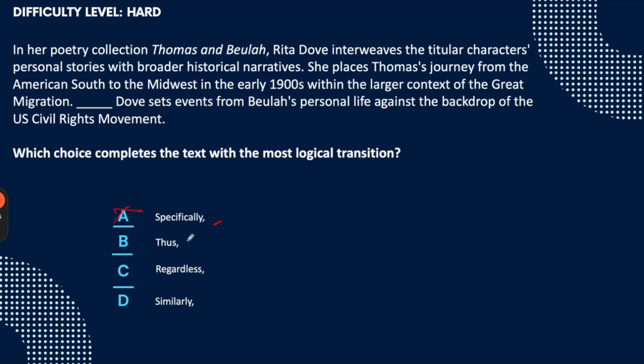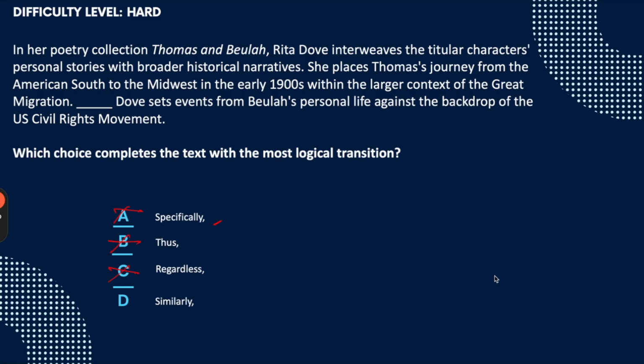Now, thus is basically used to show a cause-effect relationship, but the sentence is more about presenting additional information rather than showing a consequence. So B will also not make sense. Now C says regardless, this indicates a contrast or something that happens despite the previous point, which doesn't fit here since both the sentences are aligned in theme. So I'm going to eliminate this as well. And D is the one that we are left with.